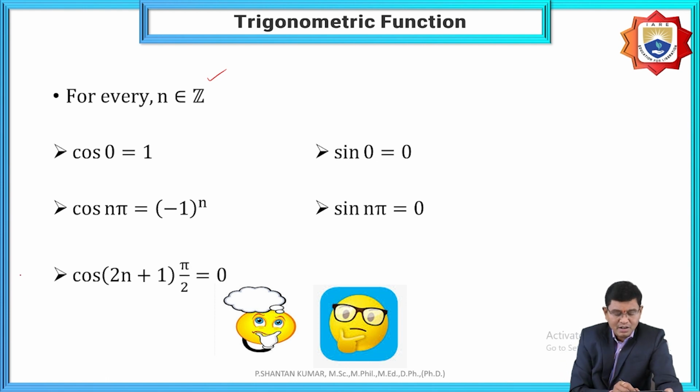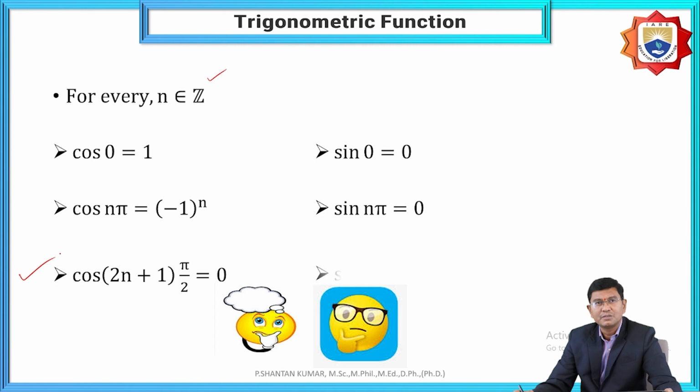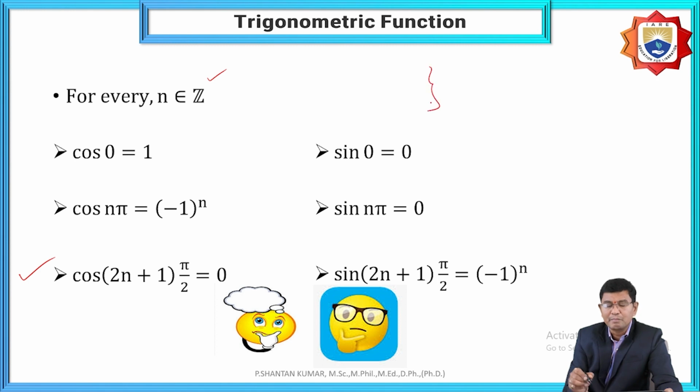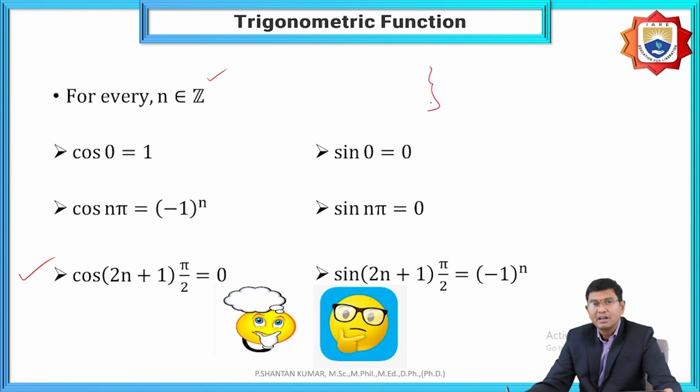And similarly, cos of (2n plus 1) into pi by 2 is 0, and sin of (2n plus 1) into pi by 2 is equal to minus 1 whole power n. These are some basic formulas or values we need to remember for the purpose of the Fourier series, while we discuss neither even nor odd functions, and also the even function and the odd functions.